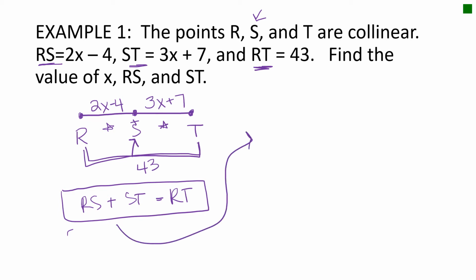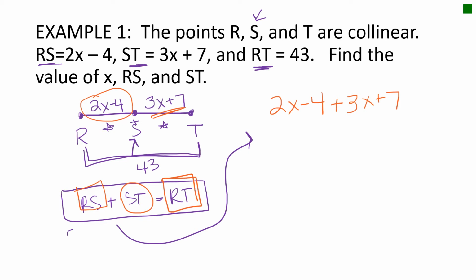I know that RS is 2x minus 4. I also know that ST is 3x plus 7, so I'm going to plug that in. Now what is RT? RT is the whole thing, and we were told that RT is 43. So this whole thing equals 43. And now this just becomes an algebraic problem.